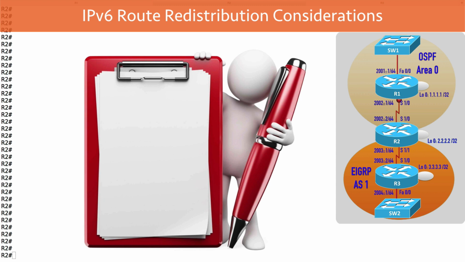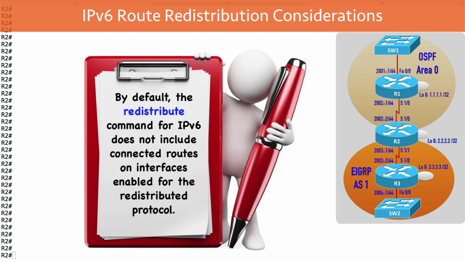First, let's consider a router running some routing protocol. Let's say it's OSPF. And let's say that that router has several interfaces, and those interfaces are participating in OSPF. And let's say that that router is doing a route redistribution of OSPF into another routing process. With IP version 4, the interfaces on that router that are participating in OSPF are going to be redistributed, but that's not the case by default with IP version 6. With IP version 6, we have to specify an additional parameter to say that we want to redistribute connected networks.